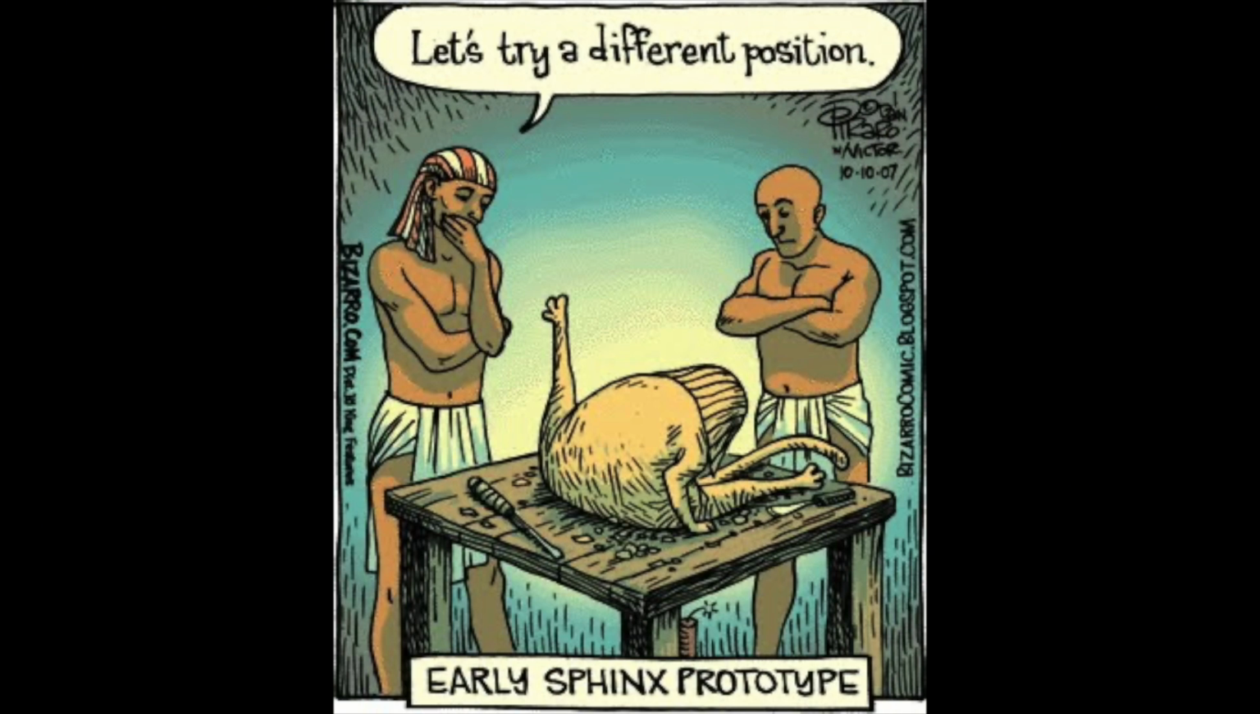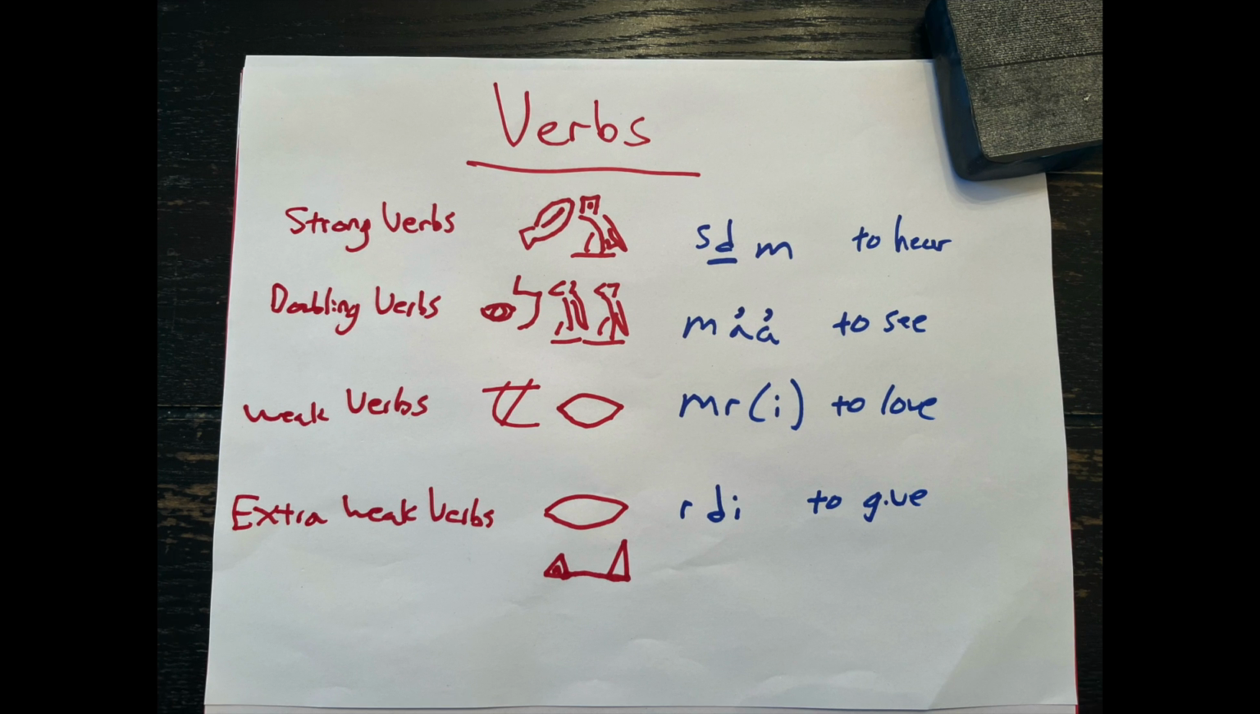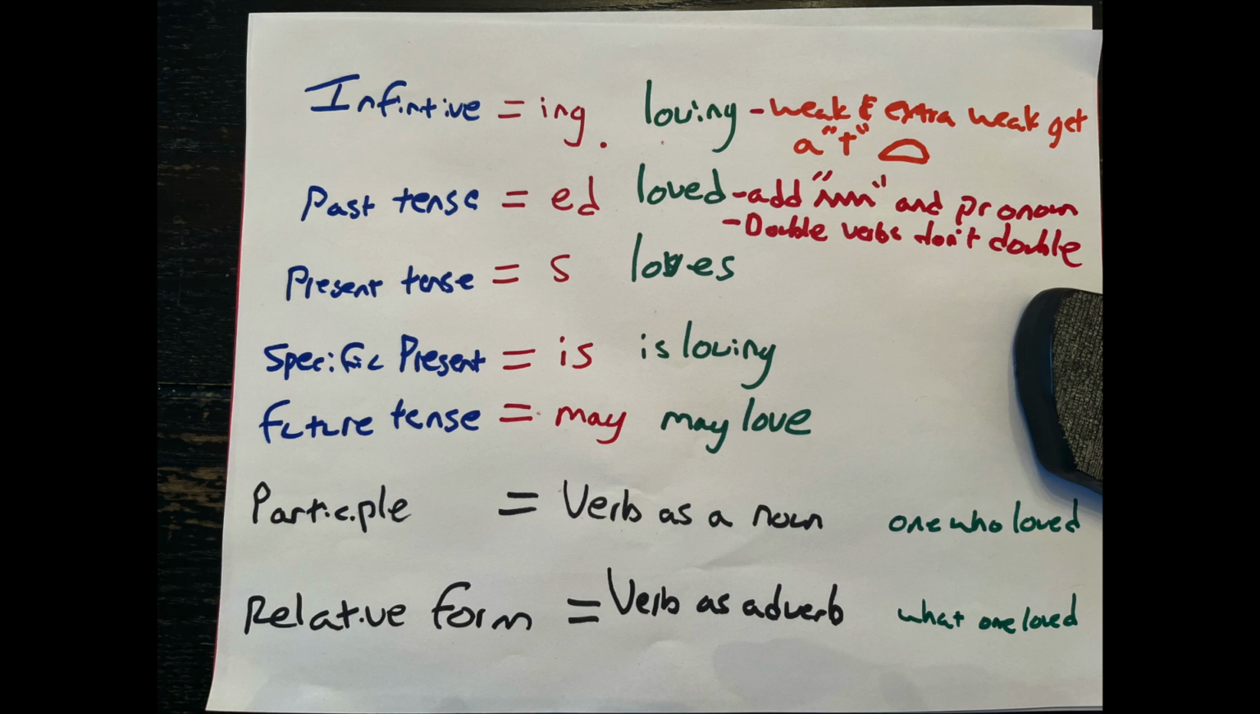We're going into a new tense today. We're going into the present tense. So without any further ado, let's get back to ancient Egyptian hieroglyphic verbs. As we've talked about, 4 types: strong verbs, doubling verbs, weak verbs, extra weak verbs. You'll learn what class each verb is as you go. It's just one of those things like any language.